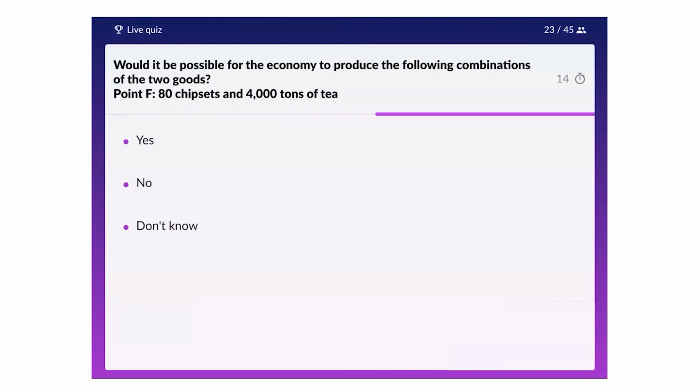This is a different Slido event compared to chapter 1. So if you can't find it, please scan the QR code.